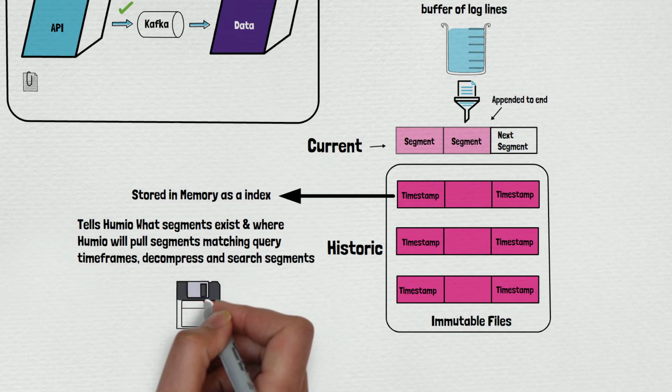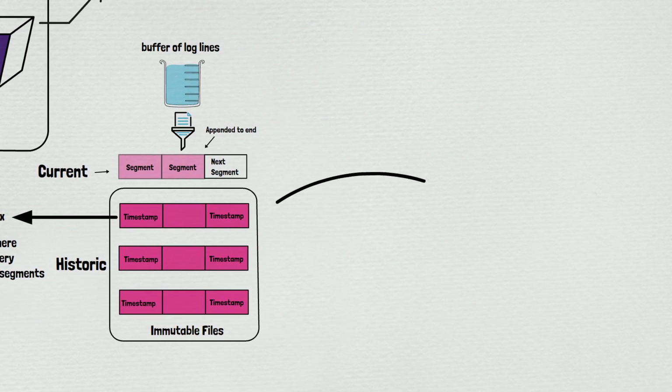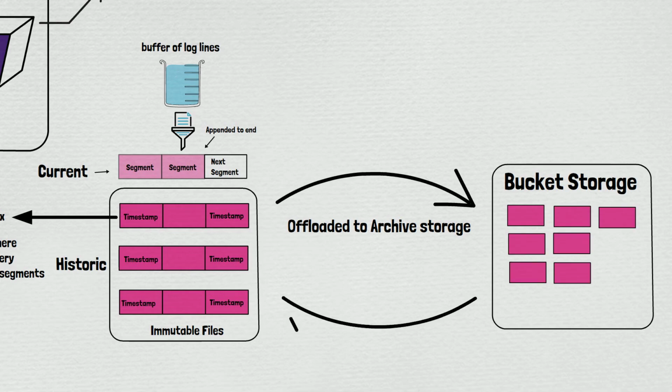These files will stay on your disk based on the retention policy that you have set. You can optionally offload these historical segments to an offsite storage, such as an S3 bucket. You will have the ability to re-import these segments at a later time, should a historical query be needed that is past your retention time.